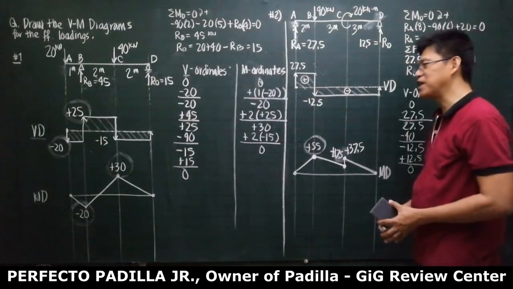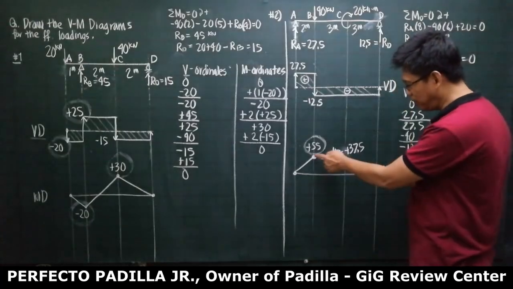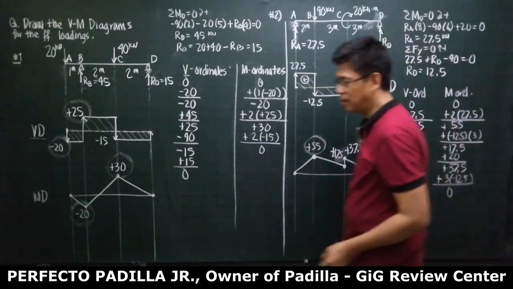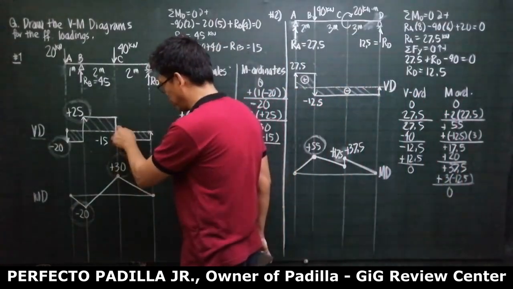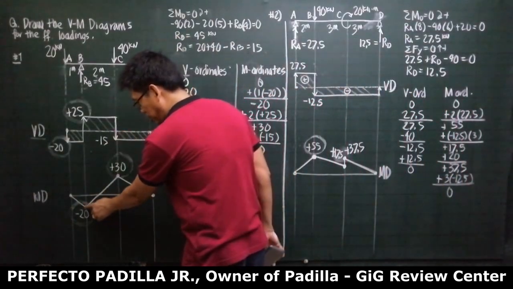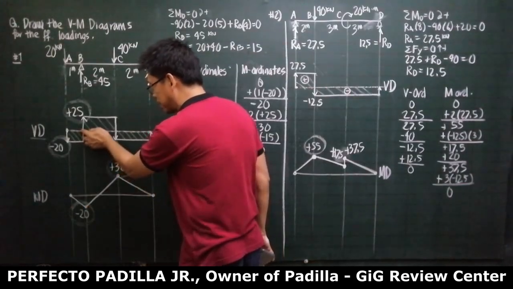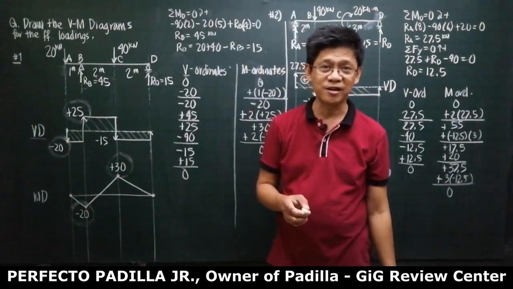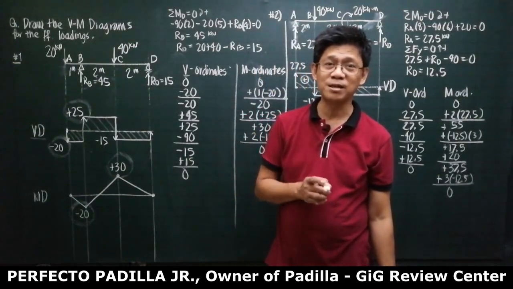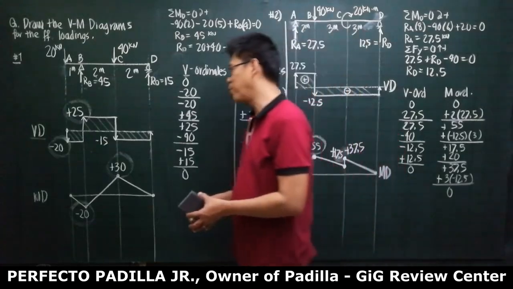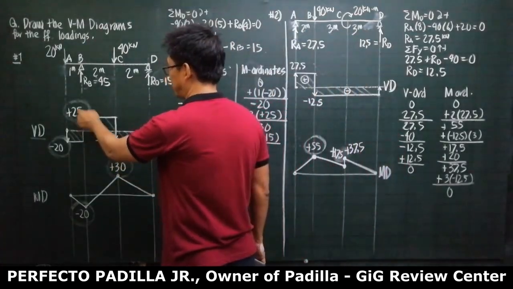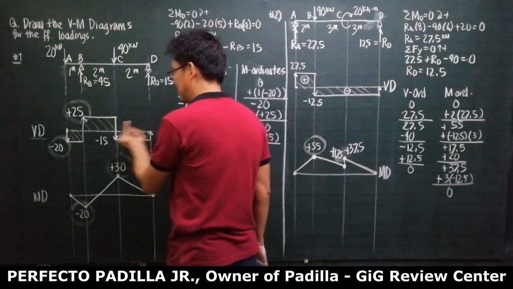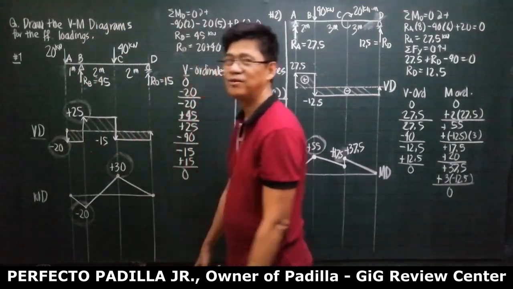I want to emphasize one thing here. The point of maximum moment is the point where shear becomes 0. Point of 0 shear is a point of maximum moment. The point of maximum shear is a point where there is a change of load. You get it? You follow? Okay.